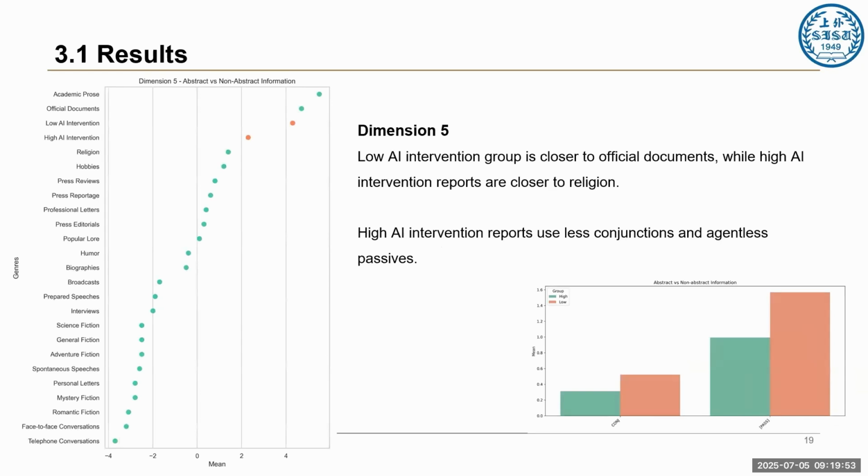So this is basically the registers calculated by Biber, and at the level of scores, it is more similar to religion on this dimension, abstract versus non-abstract information. So we need to see how religion shows this kind of features on this dimension. Then maybe it accounts for that in the AI intervention reports. So we're talking about religious texts. Yes, register, religion register.